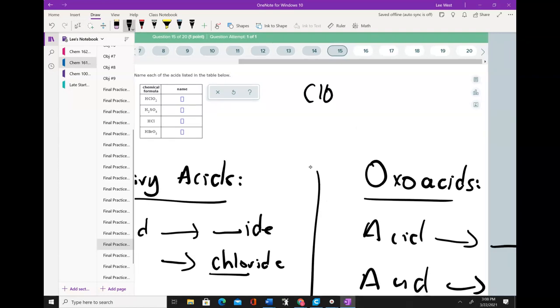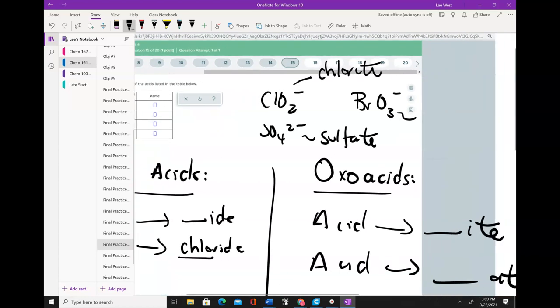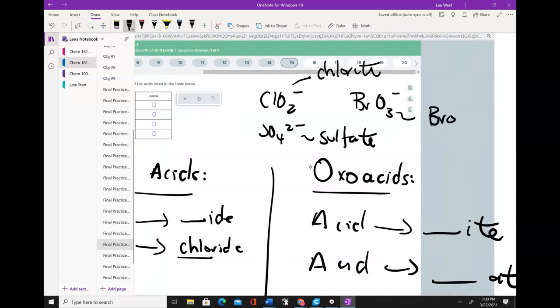So I know that this one's going to be ClO2 minus. I know the next one will be SO4 2 minus because there's two hydrogen atoms, and then I know the last one will be BrO3 minus. So this guy here is called chlorite. This one here is called sulfate. And that one there is called bromate.